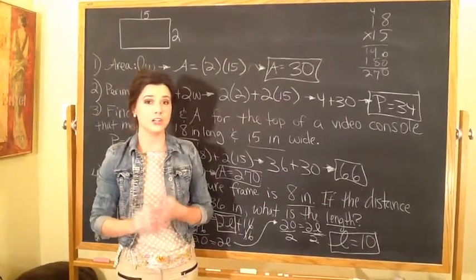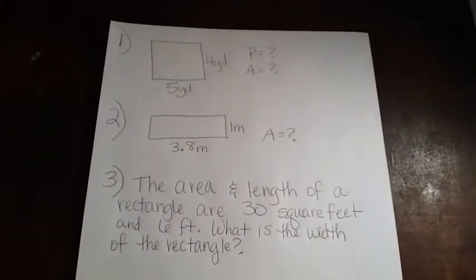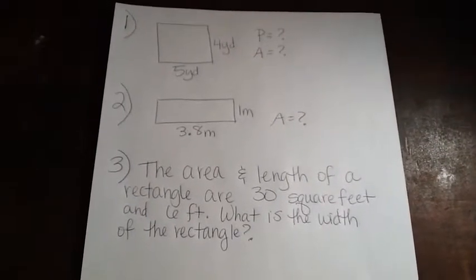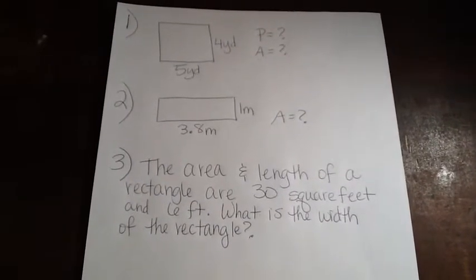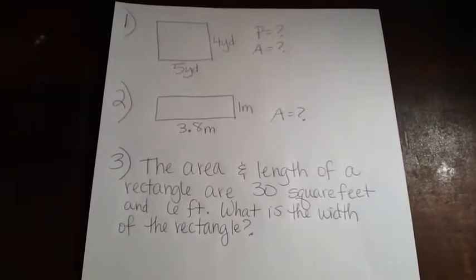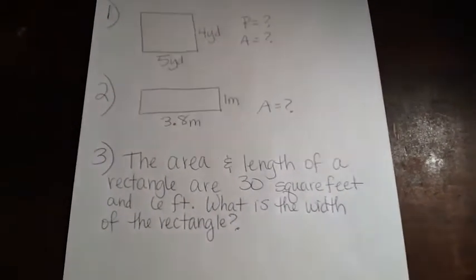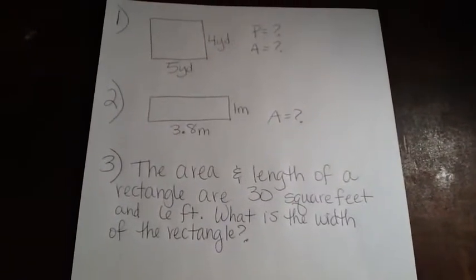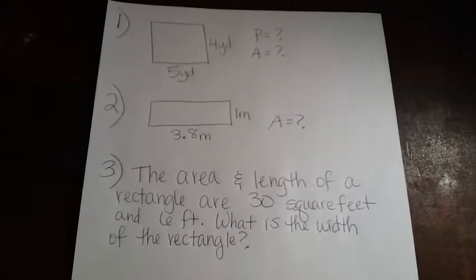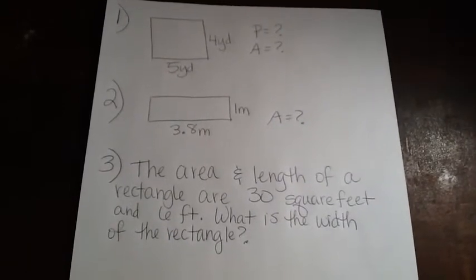Let's go ahead and look at the on your own questions. Alright, you have a few problems to do for me. Number 1, you have a rectangle that's 4 yards by 5 yards. You need to go ahead and find the perimeter and the area. Number 2, you have a rectangle that is 3 8/10 meters by 1 meter. You need to go ahead and find the area for that shape.